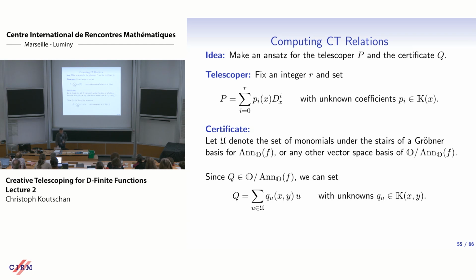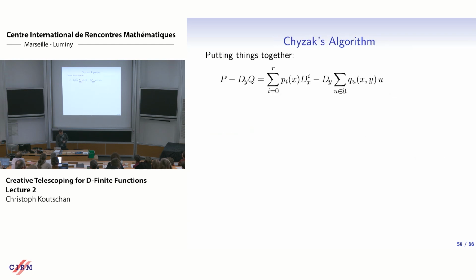So we can make an ansatz. Q is the sum over all monomials in U with unknown coefficients that are bivariate rational functions. Remember, only the telescoper is forced to be free of y. The other part can contain x and y, both. So we have to put x and y here, which is a bit unfortunate, and this will make our life difficult, as we will see.